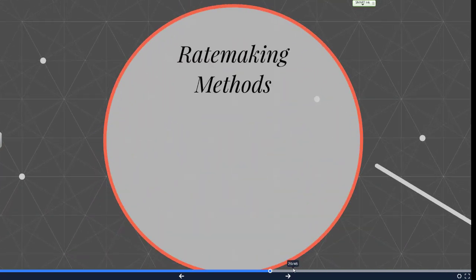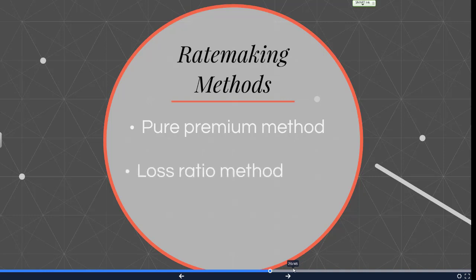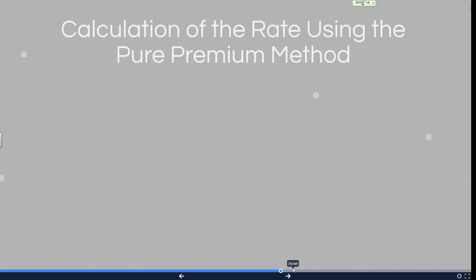Now let's look at rate-making methods. First, we'll talk about the pure premium method, then the loss ratio method, and then the judgment method. Let's start with a look at the pure premium method. When using the pure premium method, you will calculate the rate that should be charged. This is different from the loss ratio method, where you calculate the rate change. So, how do you calculate the rate using the pure premium method? You will calculate the rate per exposure unit. So the actual premium will be the rate times the number of exposure units.